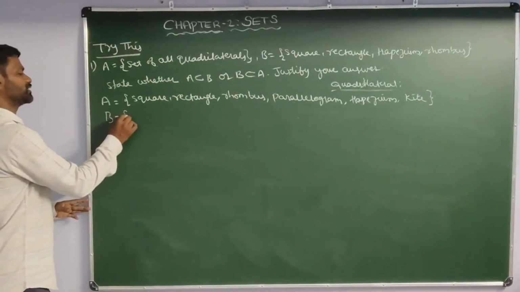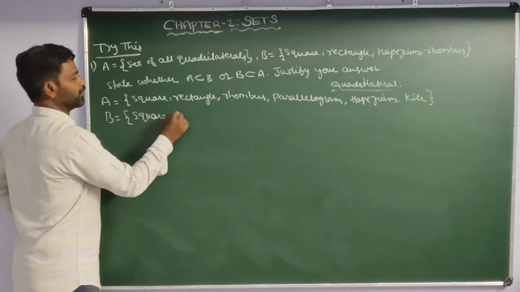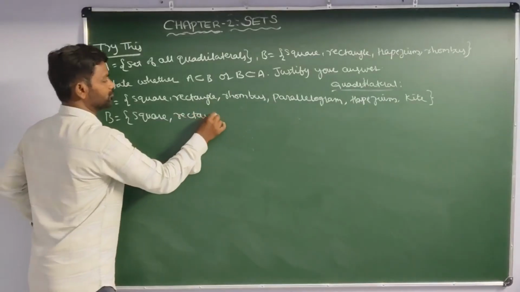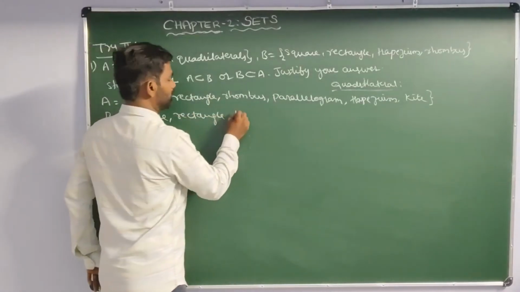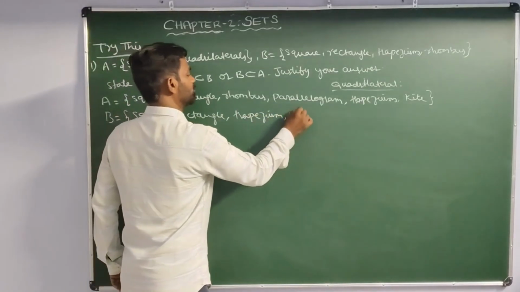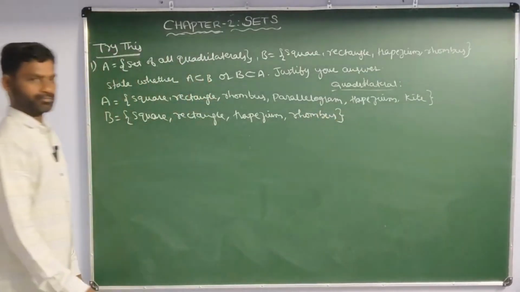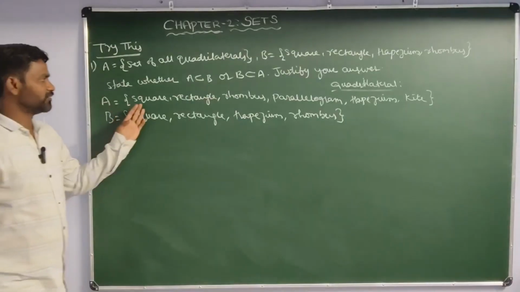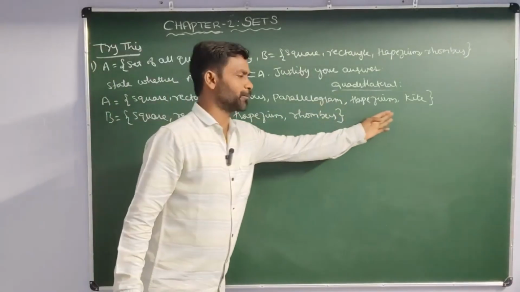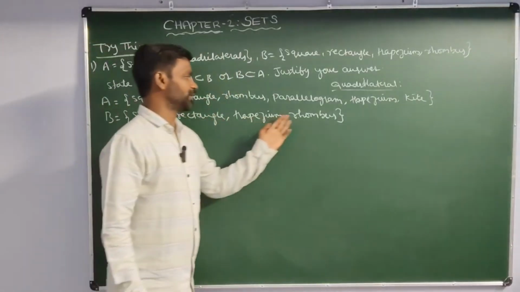And what are the elements of set B? It is given: square, rectangle, trapezium, and rhombus. Now observe the elements of both the sets. In set A we have square, rectangle, rhombus, parallelogram, trapezium, and kite. In set B we have square, rectangle, trapezium, and rhombus.